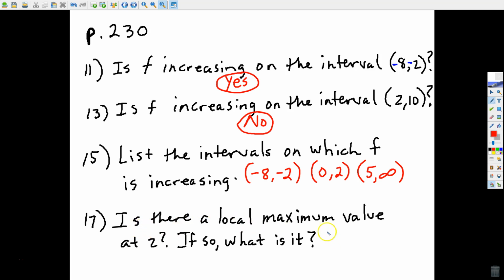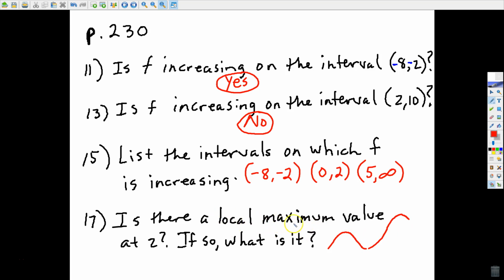All right, so number 17: is there a local maximum value at 2? Well, let's talk about local maximums. Those are turning points. A local maximum occurs when we were increasing, we hit a turning point, a point of inflection, and we change directions. You can have more than one. You may do that again with a function. You are increasing, it's like a peak, you get to a certain point, and then you go the other direction.